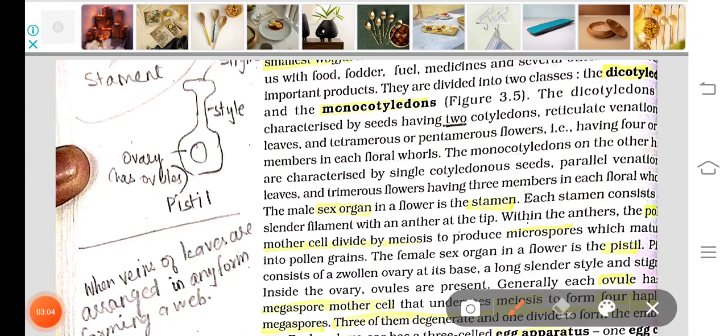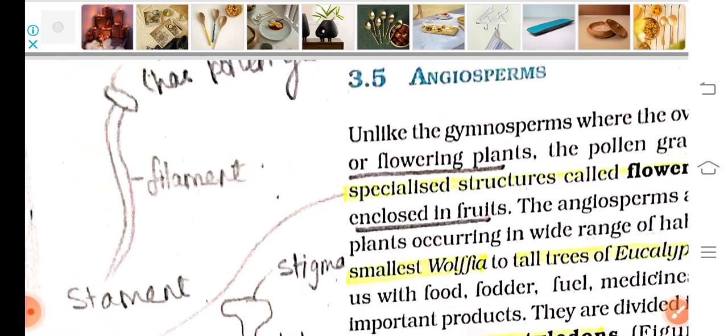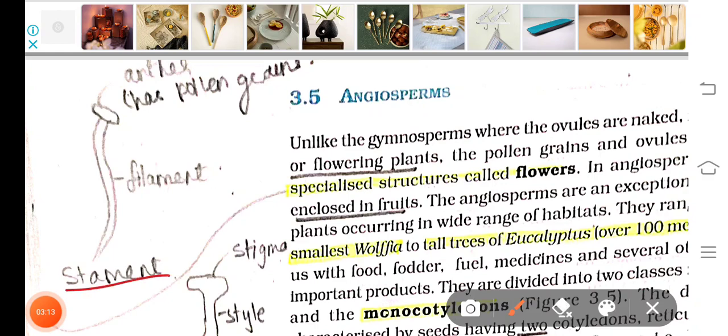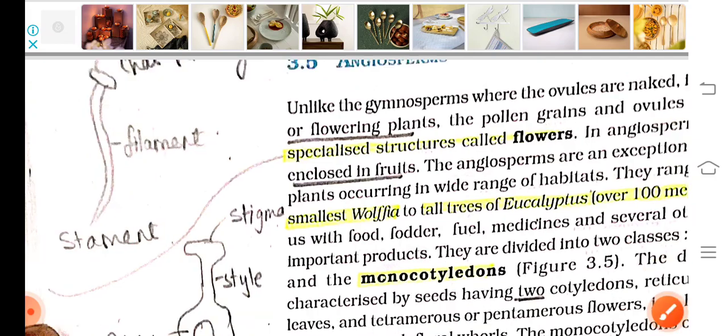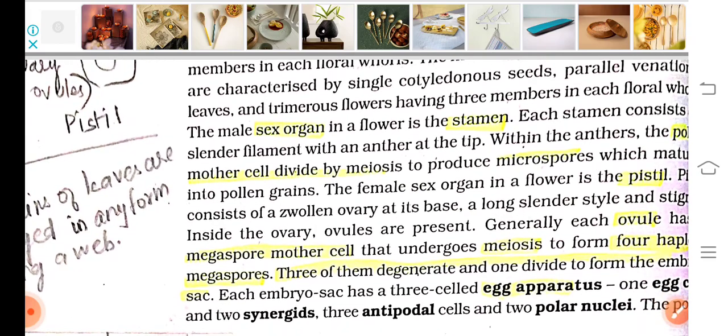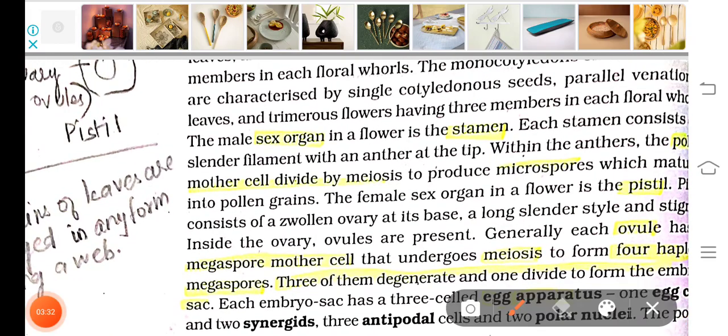Then we have the male sex organ, which is the stamen. So let me show you a stamen. Okay, this is a stamen and it has a long tube called the filament and an anther. Anther has the pollen grains. Pollen grains can be called the male gametes. Each stamen consists of a filament and anther. I've told you about it. Now this line is very important.